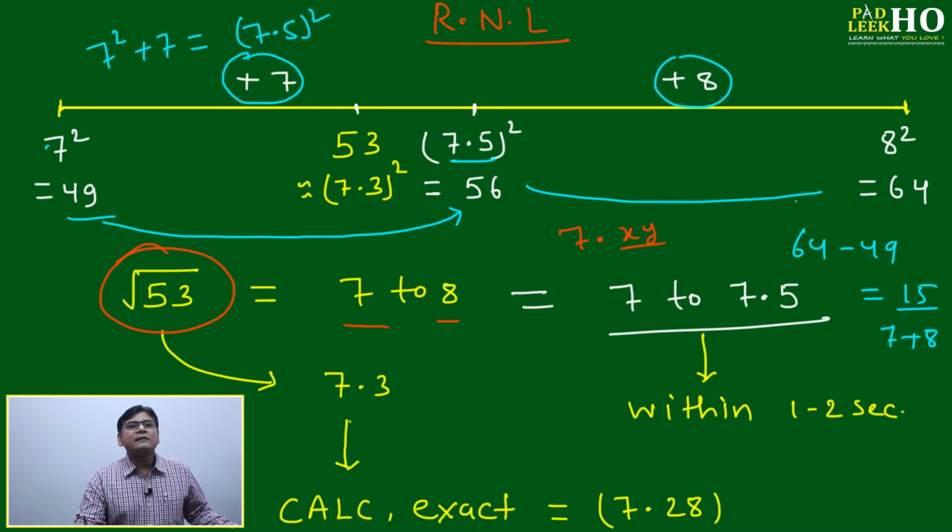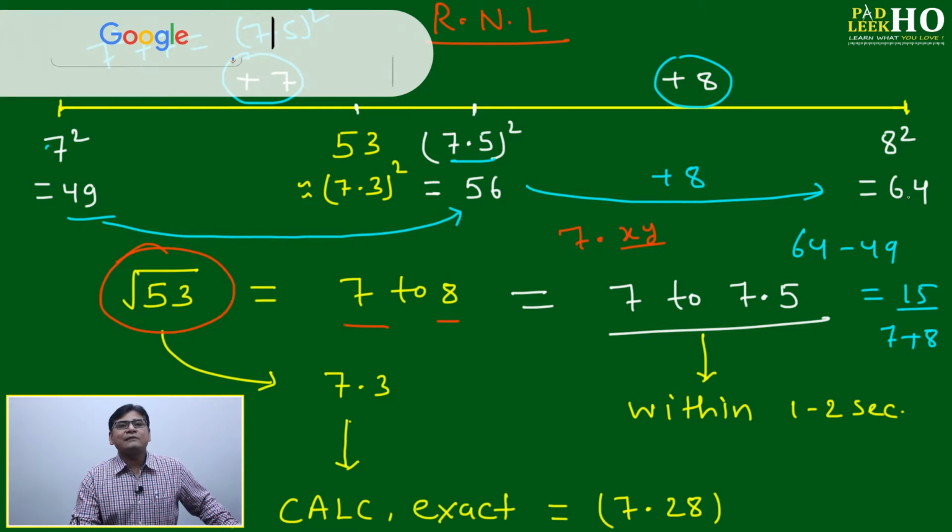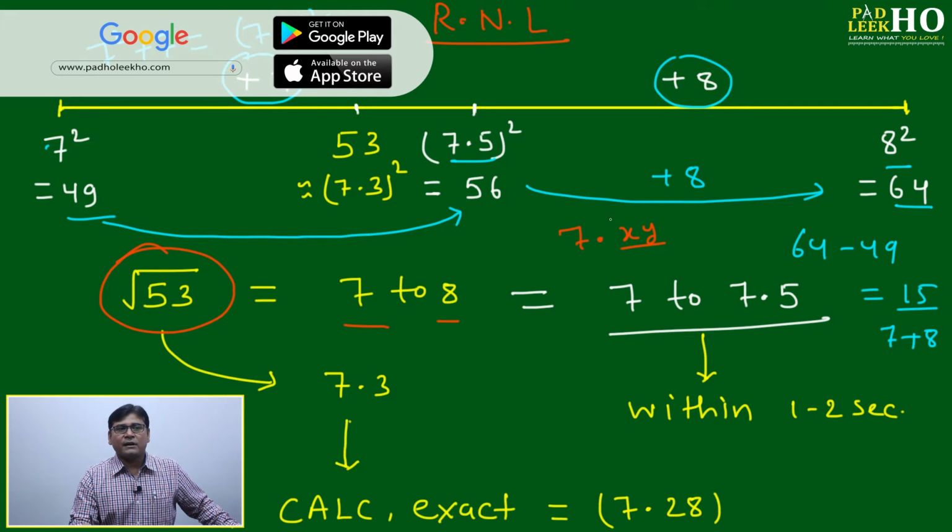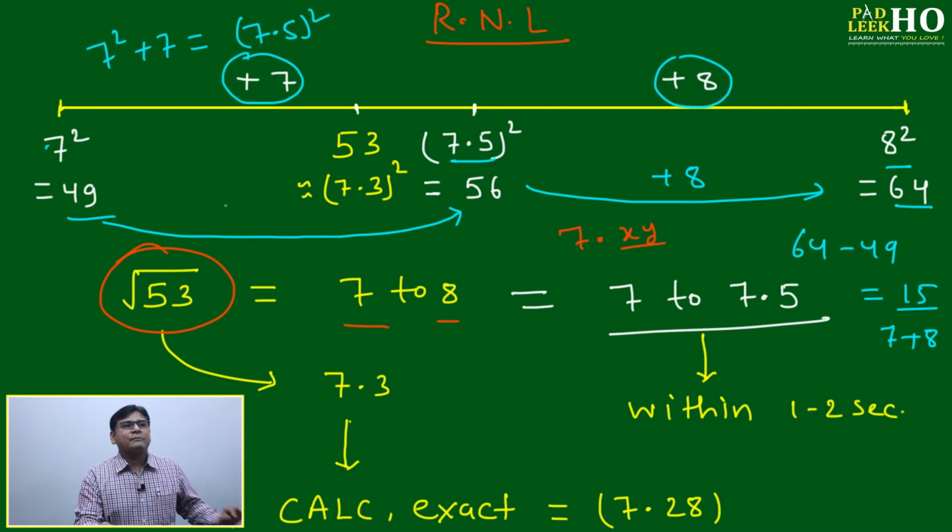Again, if you are adding n plus 1, means here in place of n plus 1, it will become 8. 7 is n, then n plus 1 will become 8. 56 plus 8 becomes 64. 64 is 8 square. Now you have two slabs: between 7 to 7.5 and 7.5 to 8.